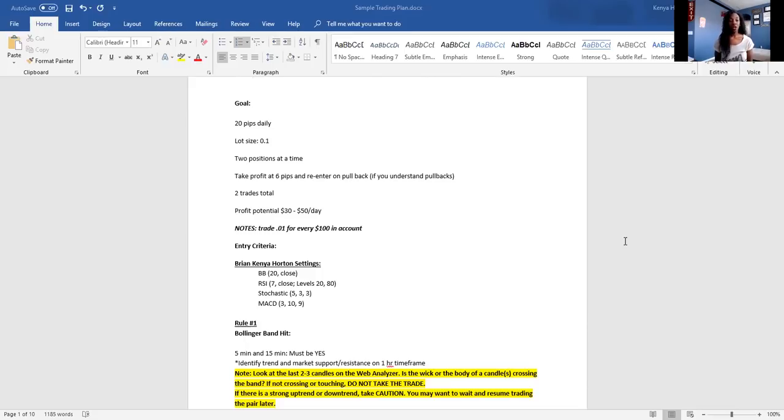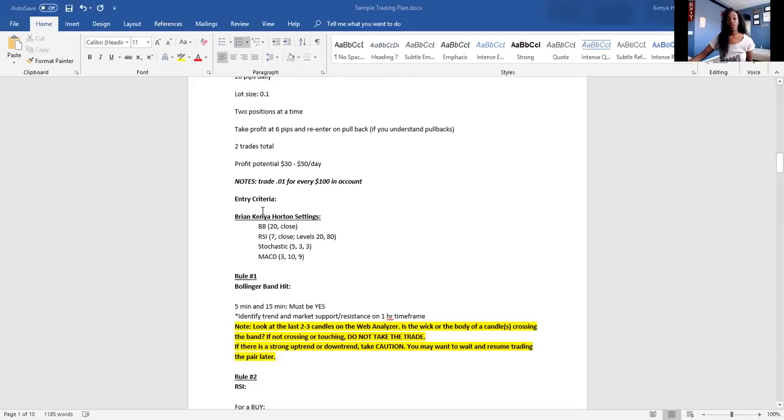So you want to know how many pips you are going to go for a day. What lot size are you going to use? How many positions are you going to use? What is that going to look like? That way, once you meet that goal, you're done and you're out of the market. So this is just a sample plan that I laid out, and of course it's going to depend on your account balance. But say, for example, you do 2 trades a day at 0.10 lot size, you're following your risk management plan, and your goal is to make $30 to $50 a day. I laid out a plan for you to be able to do that.